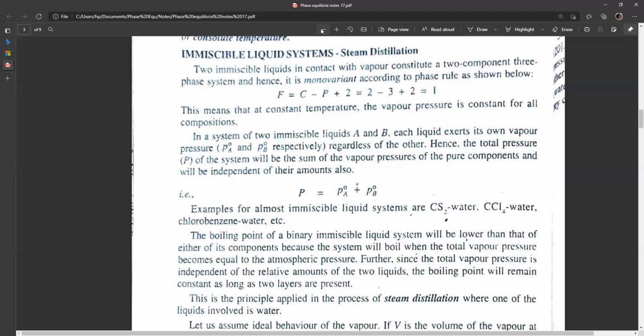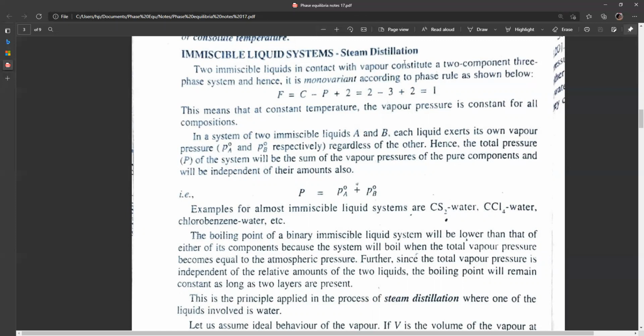That means they boil when the total vapor pressure becomes equal to atmospheric pressure, and their total vapor pressure is independent of their relative amounts in the liquid state. It remains constant as long as the two layers are present. It depends only on the partial pressures of the two liquids in the vapor phase, irrespective of the amount or relative ratio of liquids present in the liquid state.